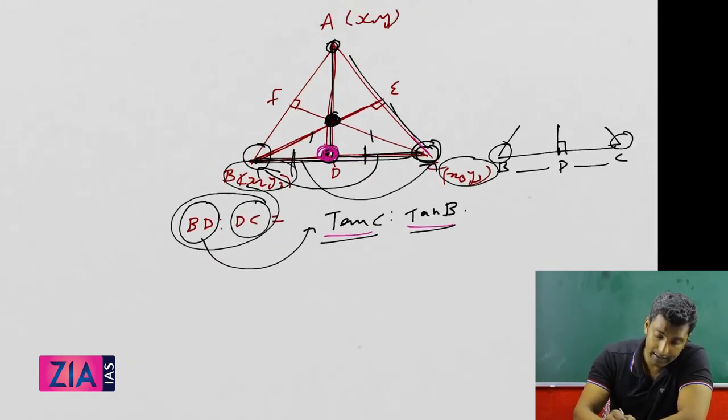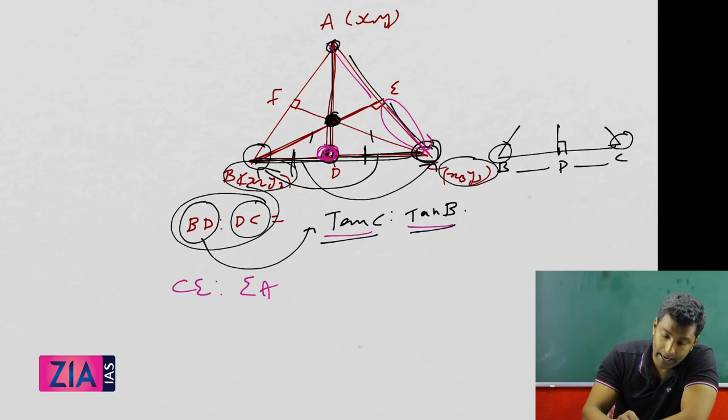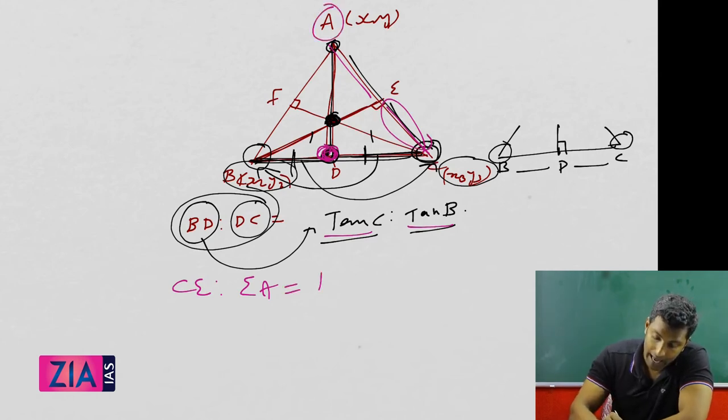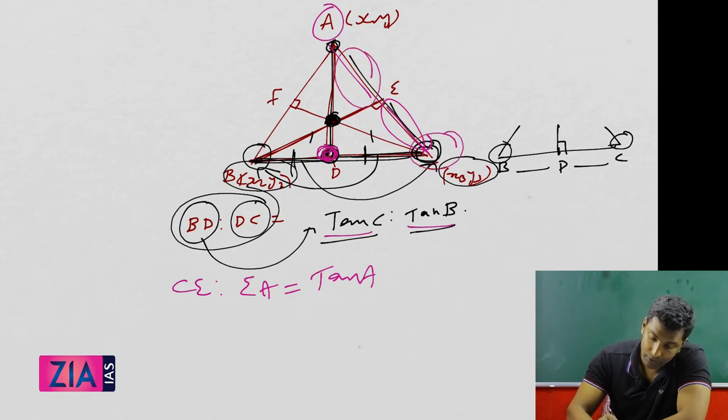Or similarly CE and AE. So CE is to AE. So CE is this. Which angle should I take? I should take angle A, which is equal to tan A. Then AE is this. So I should take this angle, right? Which will be equal to tan C.